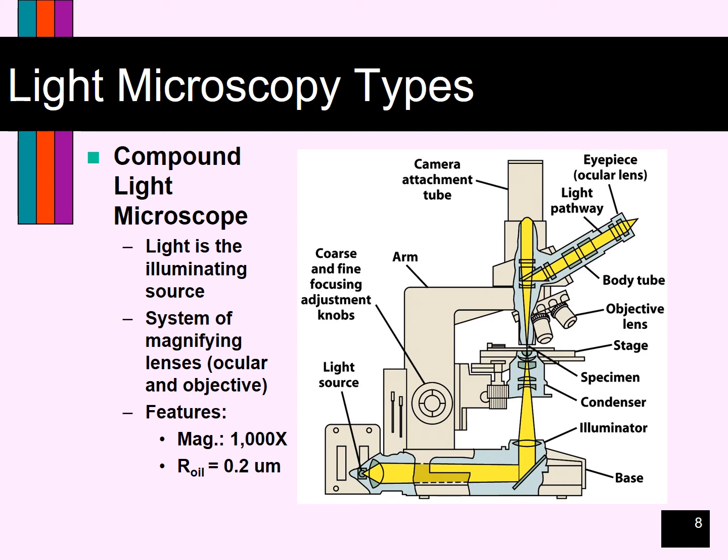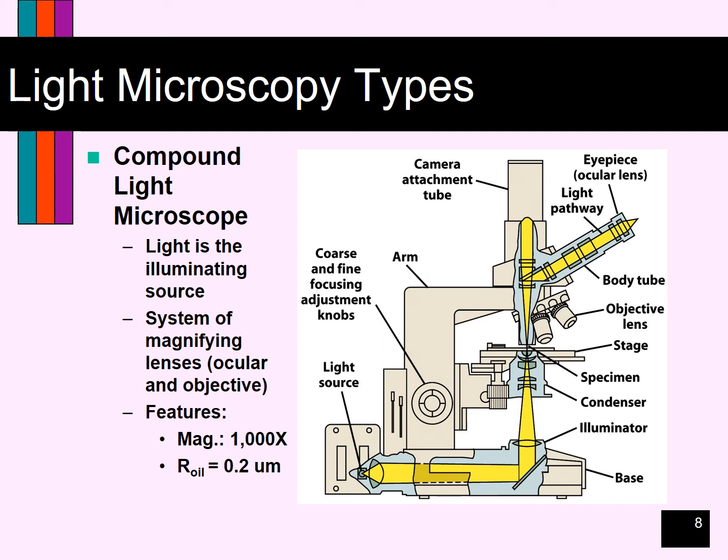So this is an image of a compound light microscope. Light is the illuminating source. It's a compound microscope because it has a system of magnifying lenses. It has the ocular lens, which magnifies things tenfold. And then it also has the objective lens, which is on a revolving turret.